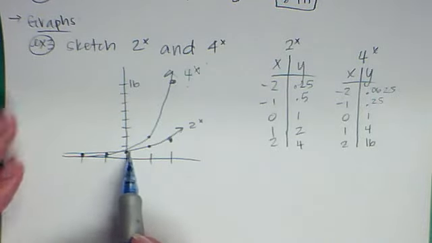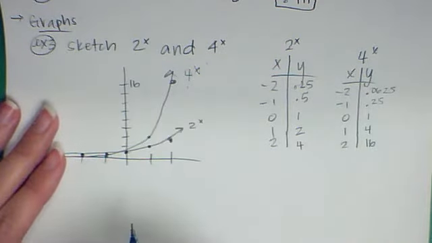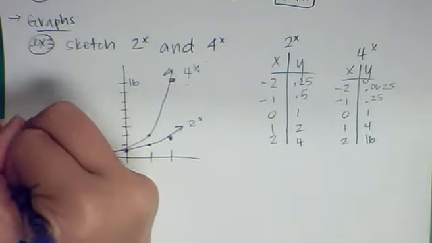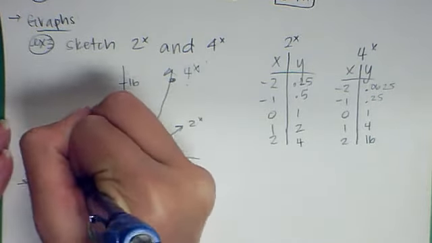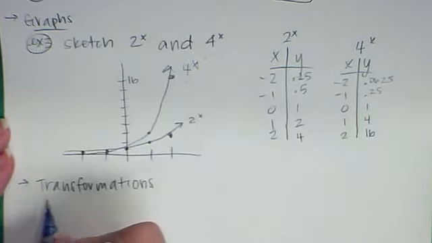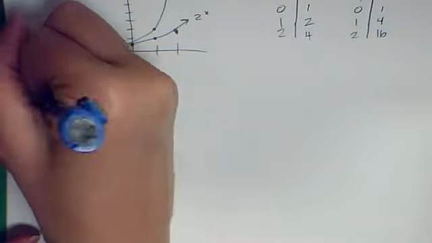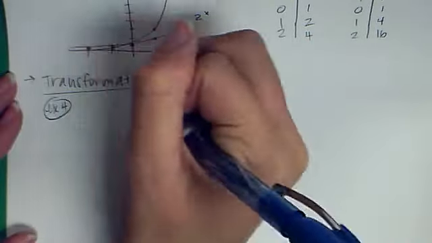An important thing to realize is they both go through the point 0, 1, which is a property of exponential functions unless there is a transformation, because think anything to the 0 power is 1. So that, in general, is what the shape of that graph looks like. The last thing we want to talk about is the transformations of these graphs. And this should be mostly review for you because it's the same properties that we've been following all along with our transformations. So let's just take a few examples.